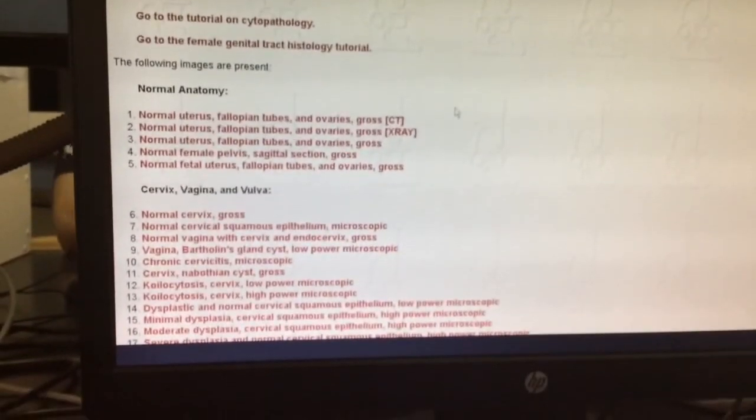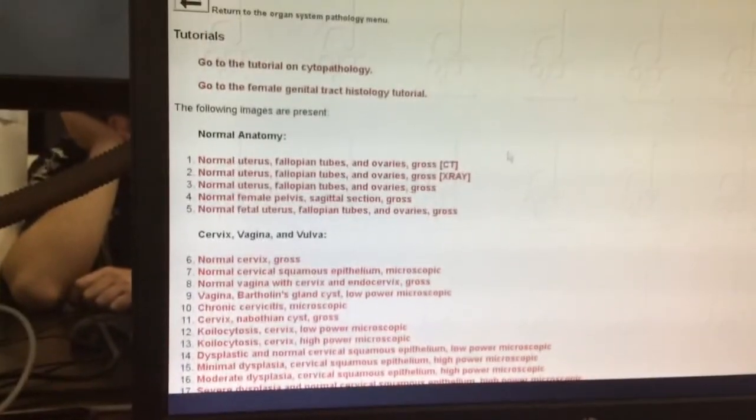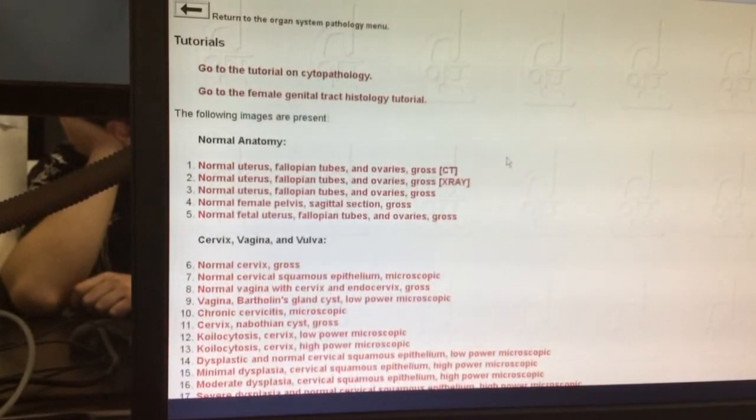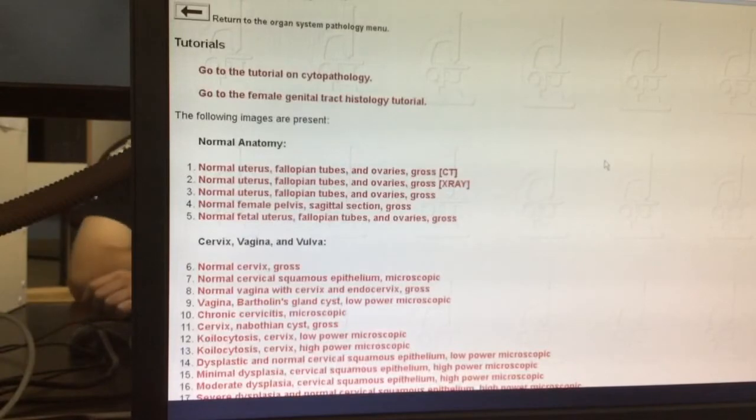When we discuss the genitourinary system of the female, we are considering first the cervix, then the endometrium, then the myometrium, then the ovaries, and last the fallopian tubes. We will begin our discussion with the cervix.